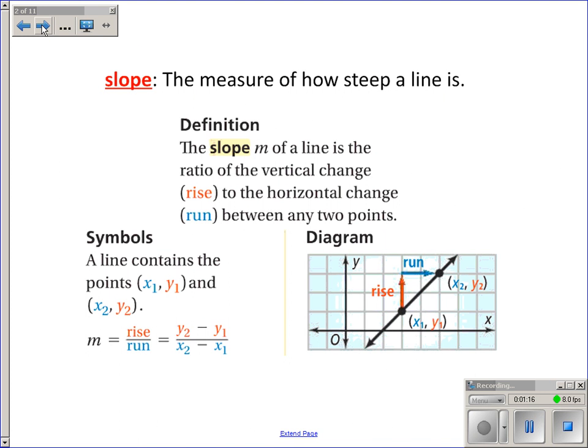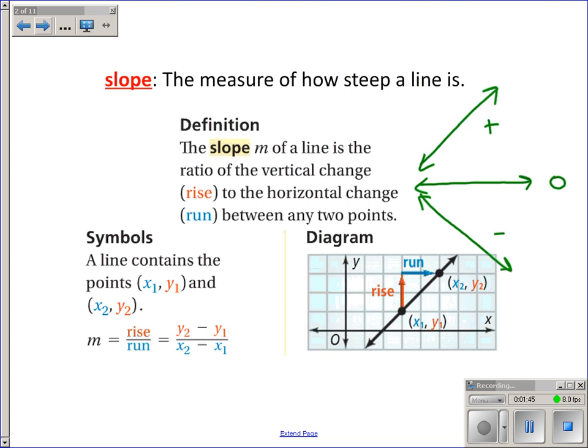All right, let's begin by talking about the slope. I would define the slope to be the measure of how steep a line is. So if a line going from left to right is going up, then we would consider that having a positive slope. If from left to right it's going down, we would think of that as having a negative slope. This is positive, this is negative. Or if it's horizontal, that has a slope of 0. So it's a measure of how steep the line is.